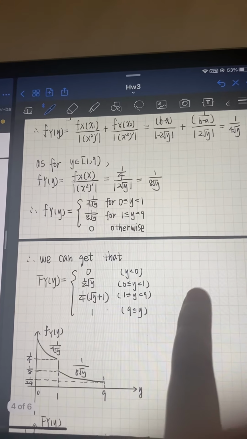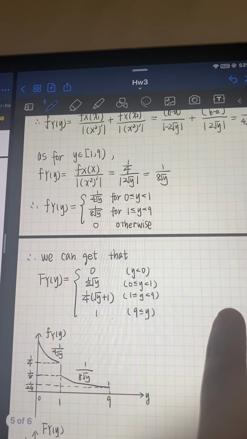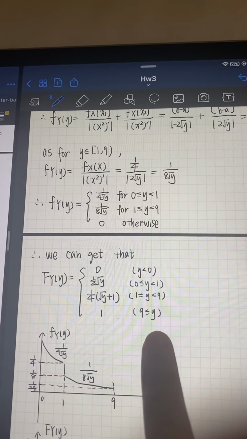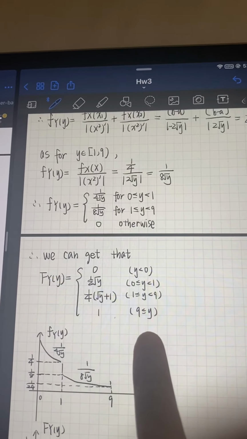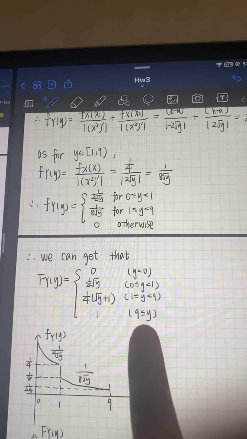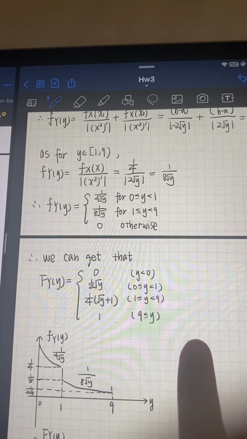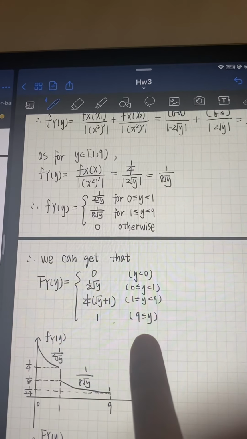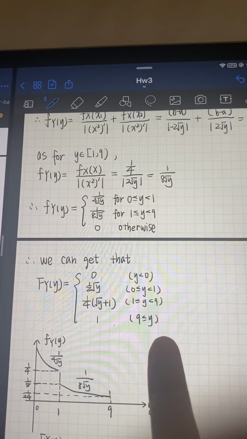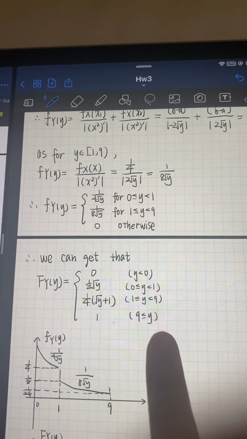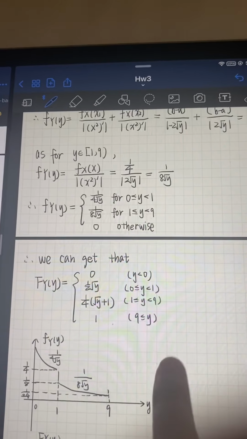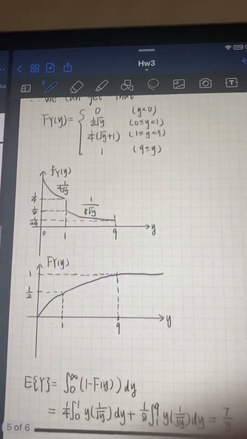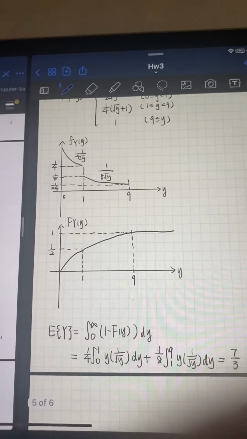From this representation itself, we can get the upper F_Y. That is, when y is smaller than 0, it is 0. When y is from 0 to 1, it is 0.5 times square root of y. When y is from 1 to 9, it is 0.25 times square root of y plus 1, and otherwise it is 1. And here is how I draw these two functions.